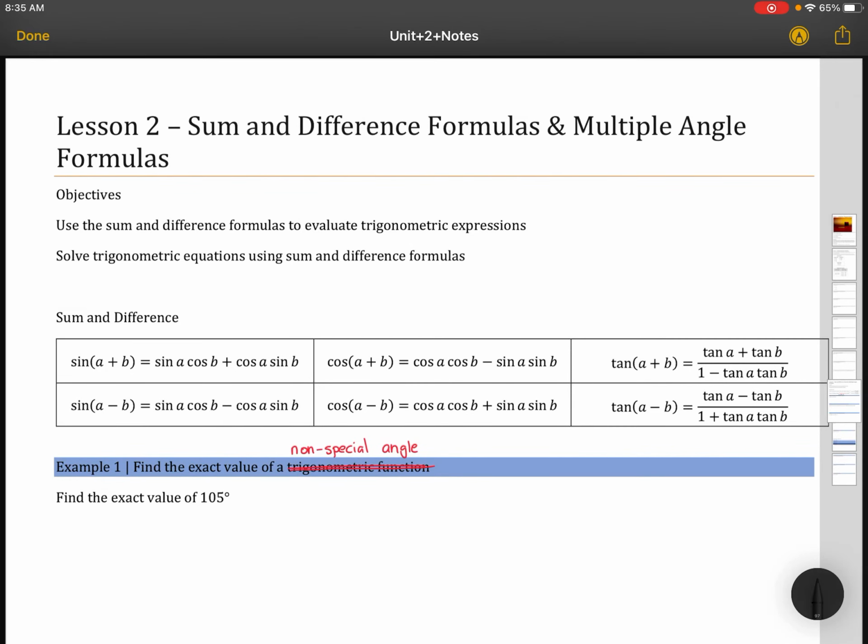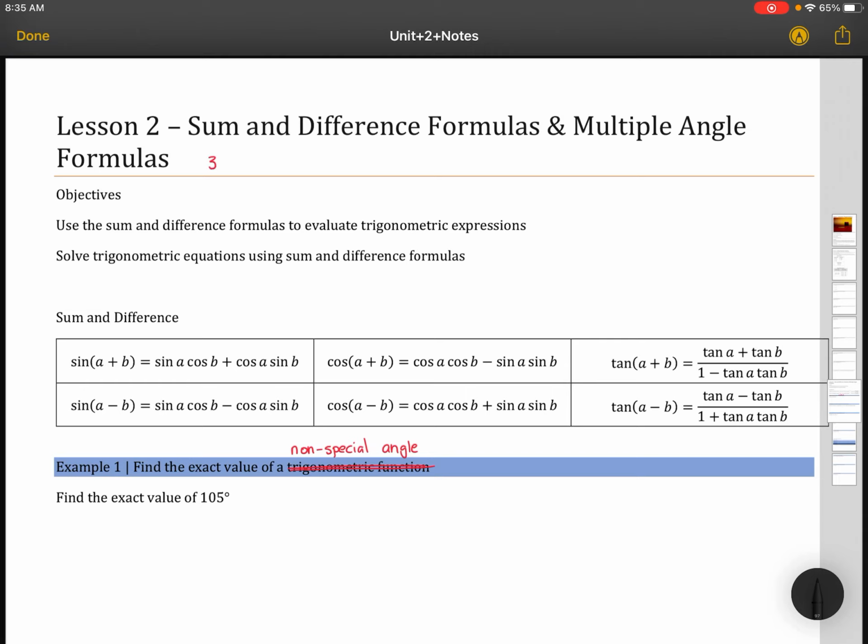Hey students, in this video we're going to cover the sum and difference formulas and the double angle formula. So you'll need a calculator. We are going to use that a bit. Most of this is going to rely on your knowledge of the unit circle and the special angles.